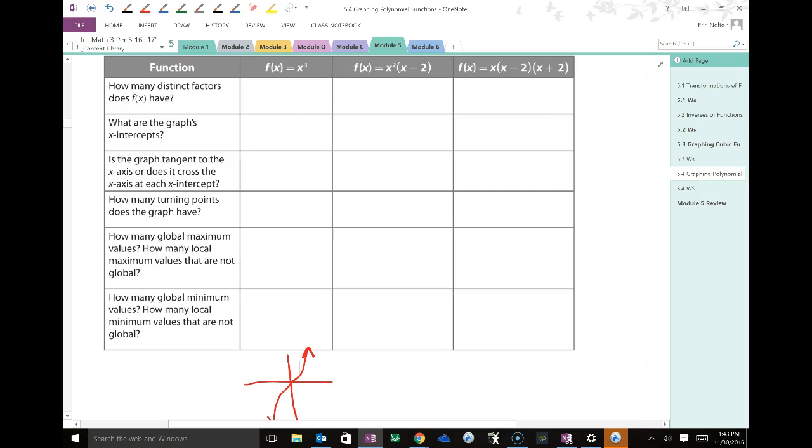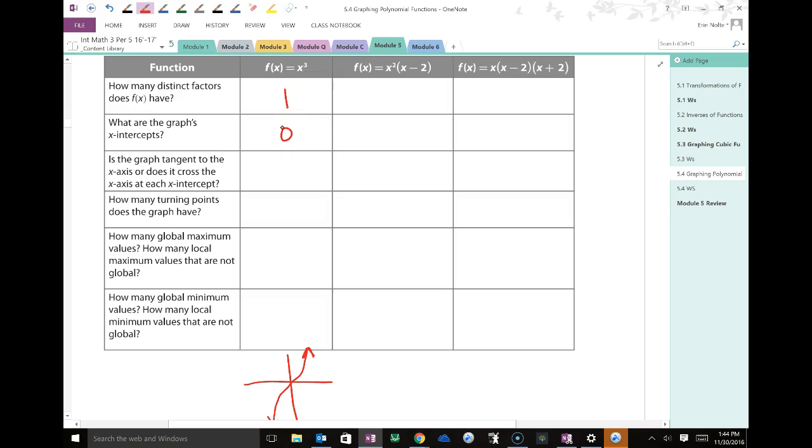Okay, so how many distinct factors does x cubed have? How many quantities are involved? How many terms are involved? One term, one quantity. There's only one factor of this. Okay, where does it cross the x-axis? At 0, so it crosses at 0.